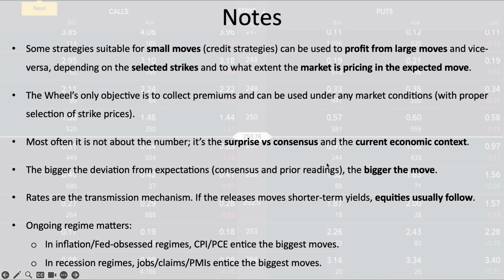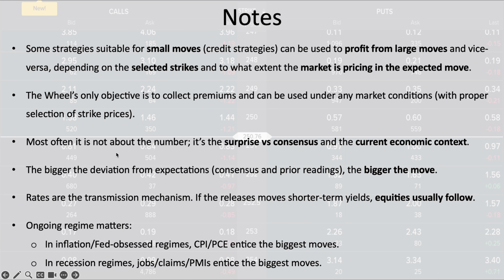Now, a quick note about the wheel. The wheel's only objective is to collect premiums. It can be used in any market conditions, but of course, sometimes it's not the most suitable strategy. For example, if you expect large moves, it is not by any means the best strategy, but you can still apply it with proper selection of strike prices, meaning with very, very conservative selection of strike prices.